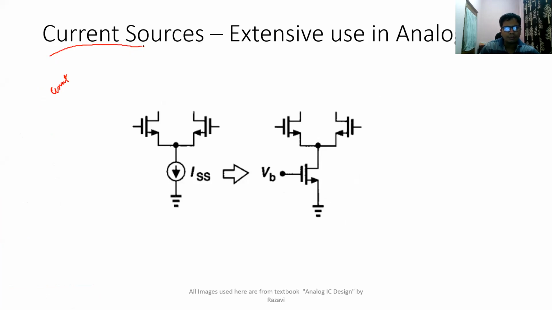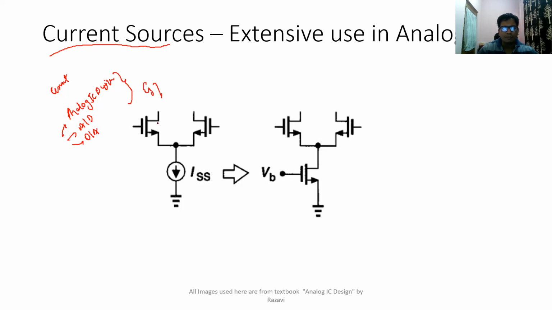Right here, current sources. We know in any IC design, we definitely come across a lot of current sources, especially in analog IC designs. Whenever you are designing any A to D converters or D to A converters, you will definitely have to use current sources. Okay, so the current source is very important. An example is shown here.